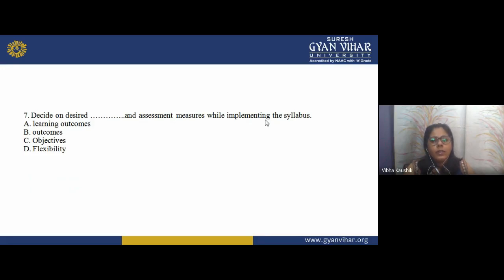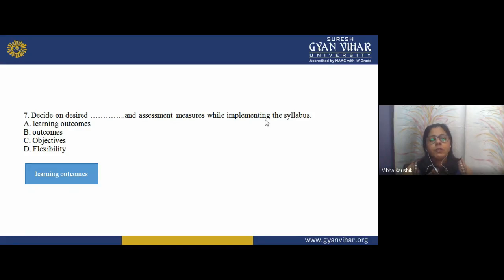Decide on desired dash and assessment measures while implementing the syllabus. Now, the options are A, learning outcomes, B, outcomes, C, objectives, and D is flexibility. Now, you have to select the correct answer from the above given choices.